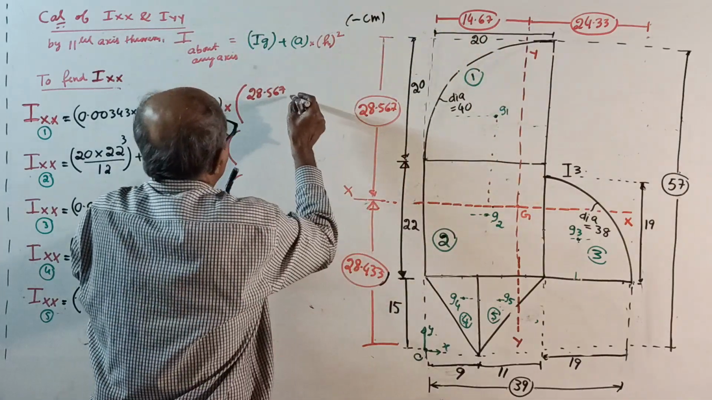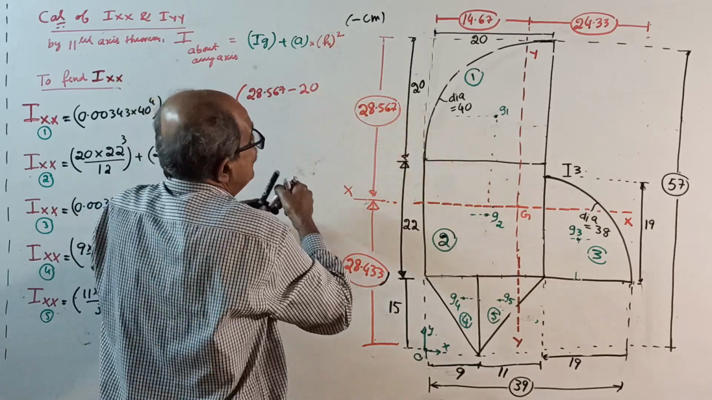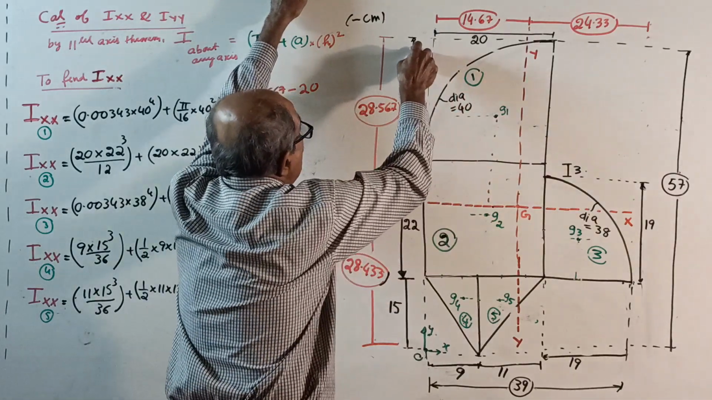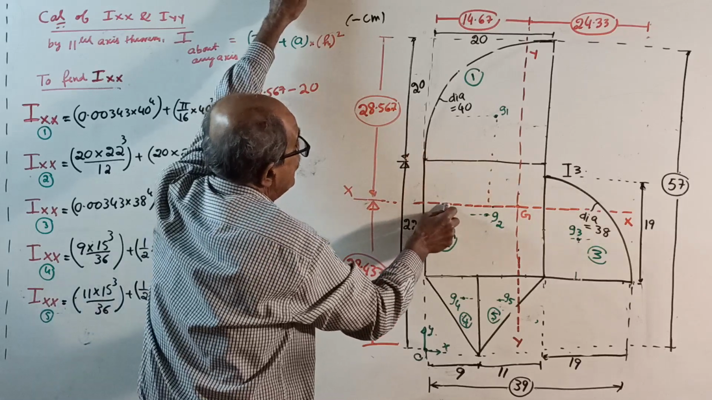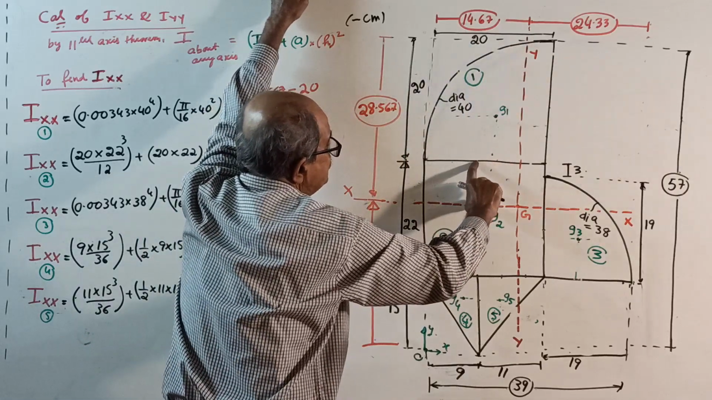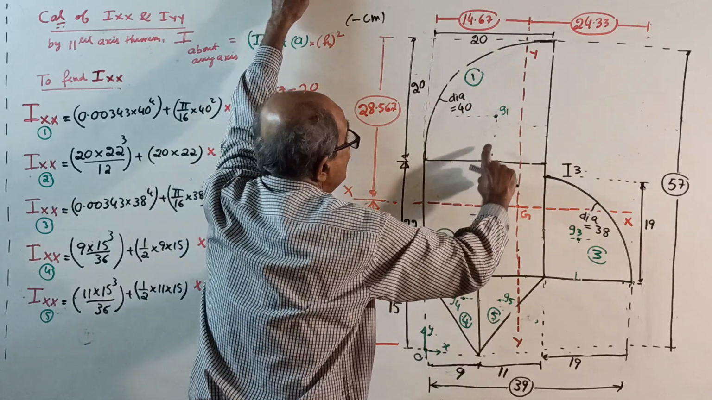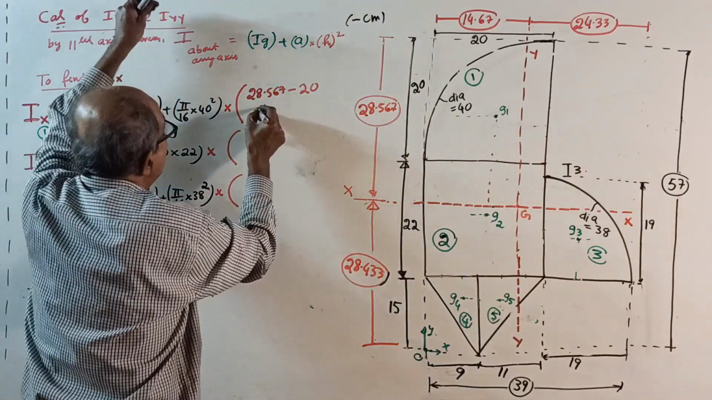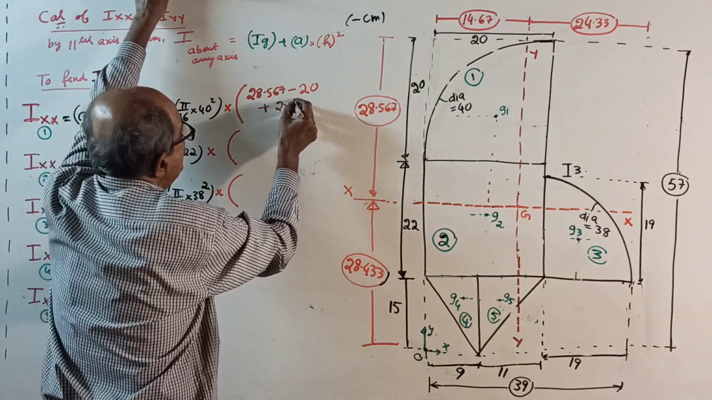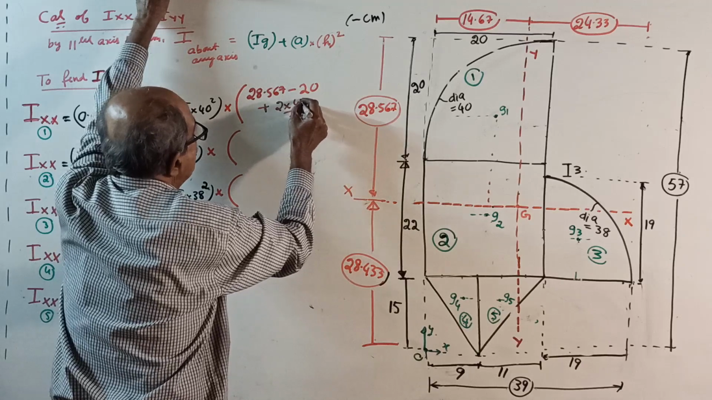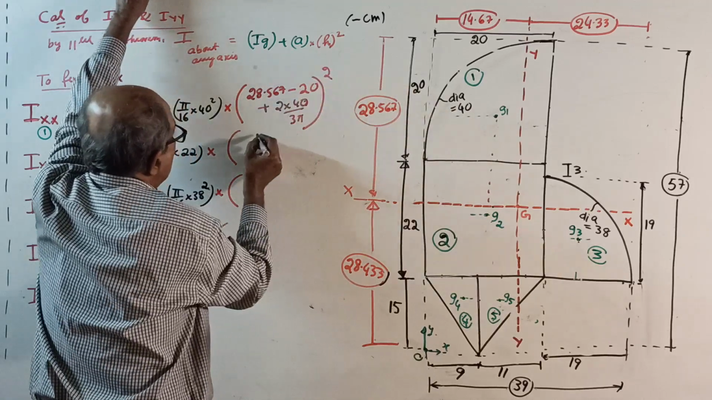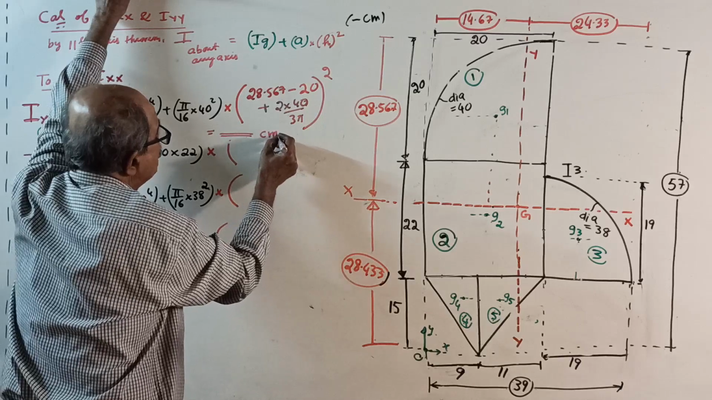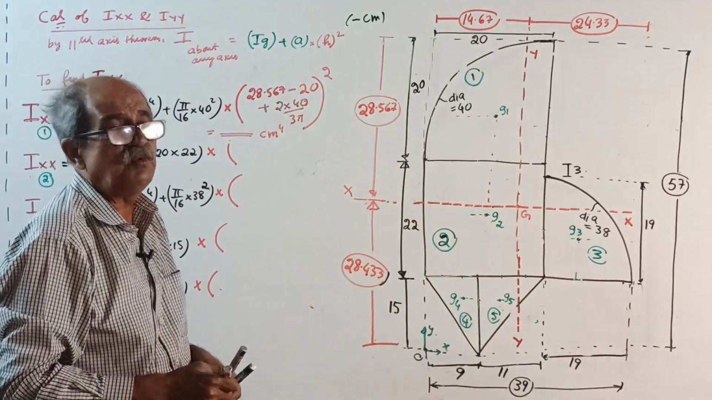Subtract 20. When you subtract 20, we want from G1 to here, this distance square. From 28 point, how much? 667, subtract 20, you will get this distance. To that distance, add this distance. That is plus 2d by 3 pi, 2 into 40 divided by 3 pi, this whole square. Write the answer. Remember, you write whatever you got. It is in centimeter power 4 today. Everywhere centimeter power 4.